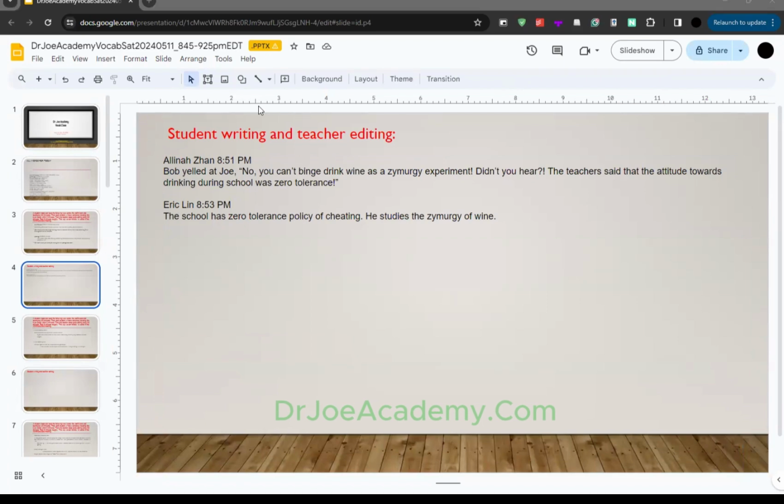Well done, Alina. So this is a great sentence and good job using the words zymurgy and zero tolerance in a short paragraph together. And they both make sense in the context. So great job, Alina. This is a great sentence. Eric, do you want to read your sentence next?